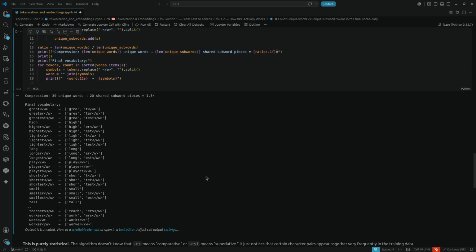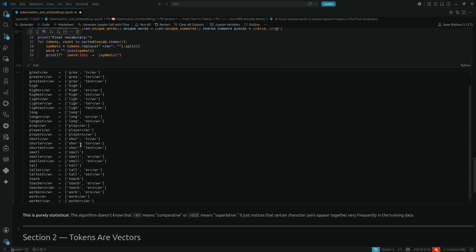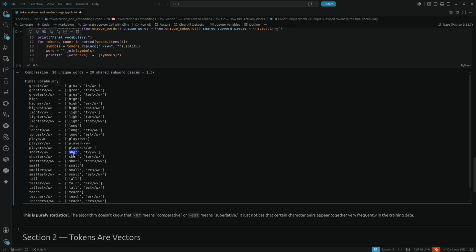So, interestingly, great, which is not a neat 4-letter character, got split into grey and t. And greater got split into gria and ter, which is kind of interesting. Let's see, it could be because of the existence of short, shorter, shortest, right? This kind of goes to show that this is not exactly a semantic tokenization. It's actually a statistical one. This is the important takeaway from this.